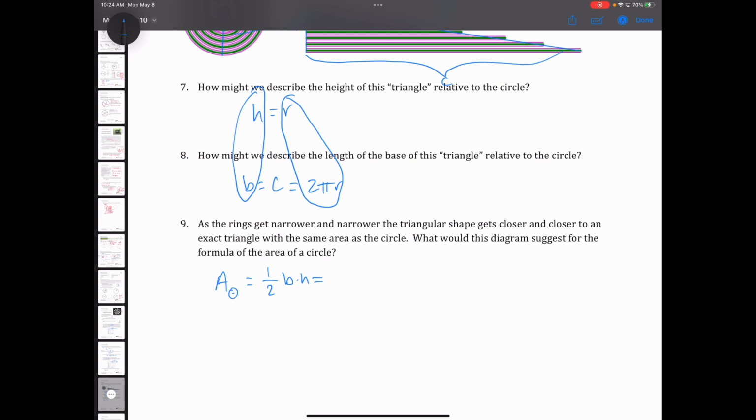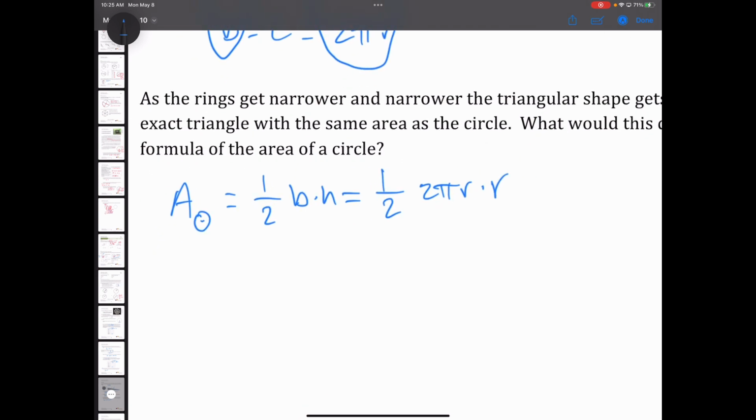But in circular terms, that's going to be 1/2 the base, which is 2 pi r, times the height, which is r. Now, what is 1/2 times 2? That's just 1, right? They just cancel off. And then I have pi. And what is r times r? R squared. So the area of a circle is pi r squared. We just found out the area of a circle from a triangle.